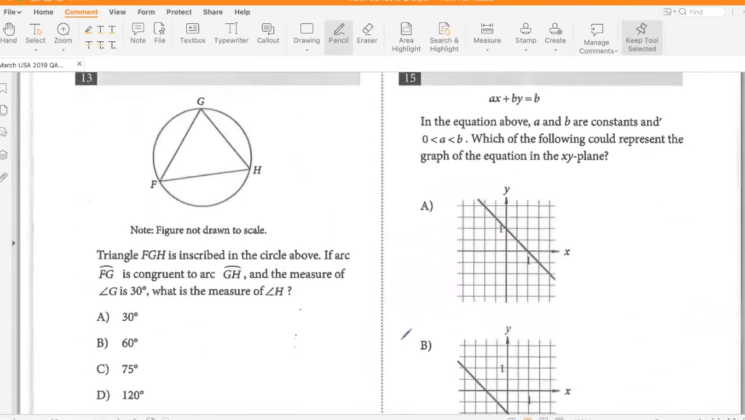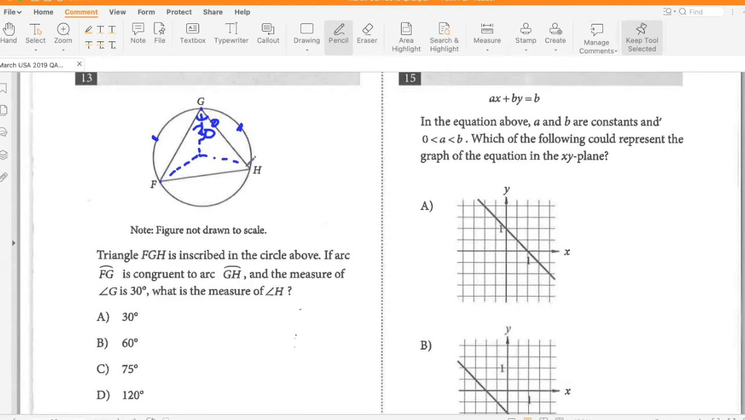Triangle FGH is inscribed in the circle above. If arc FG is congruent to arc GH and the measure of angle G is 30, what is the measure of angle H? Okay, so the measure of angle G is 30 and this arc is congruent to this arc.